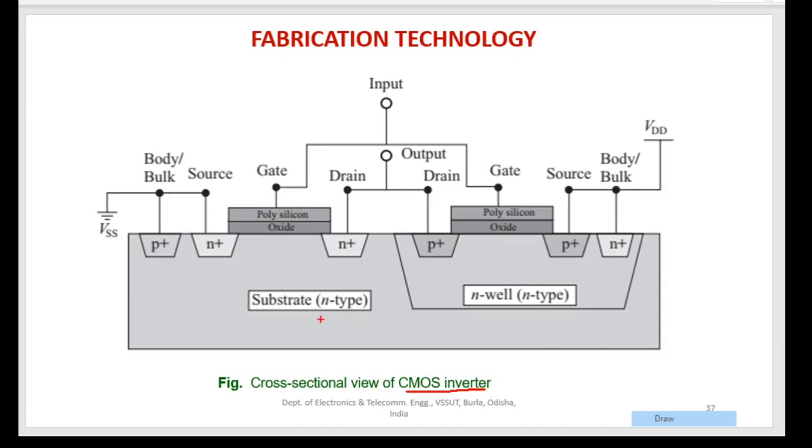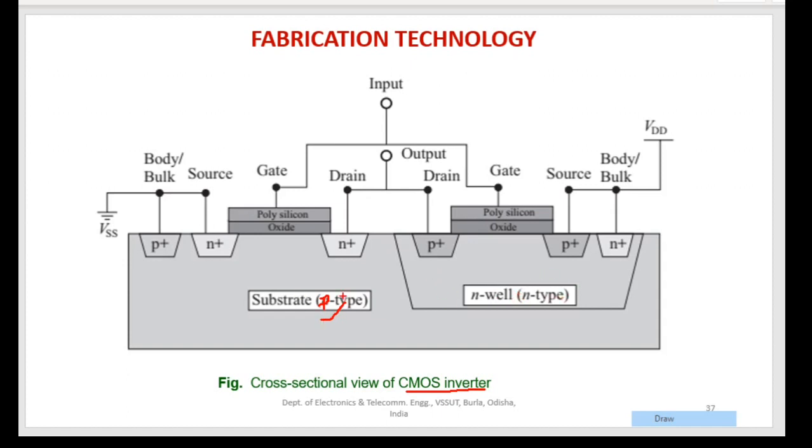Okay, we have the substrate, N type... no, this should be P type, right? I think this is wrong. This should be a P type substrate, and it means that this particular region is a P type region. And this area is an N well, or N type region, so we call this an N well, a well in the substrate that is of N type.